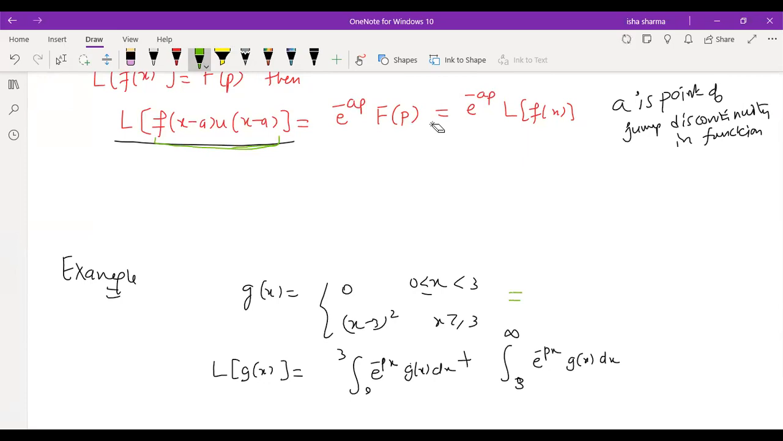I needed to write it in a form that is expressed as some function multiplied with the unit step function, and the unit step function will be at the point of discontinuity, like 3, right? So I need to express the given function in this form, because only then will I be able to use the second shifting theorem. This part we will learn in the question itself, how to do this, because to use the second shifting theorem you need this representation.